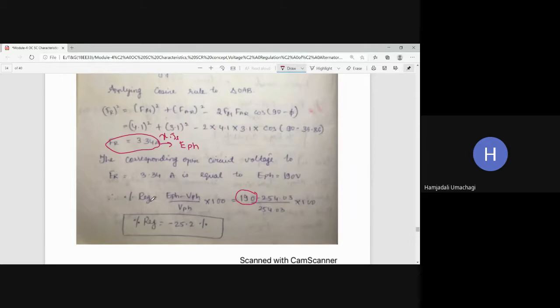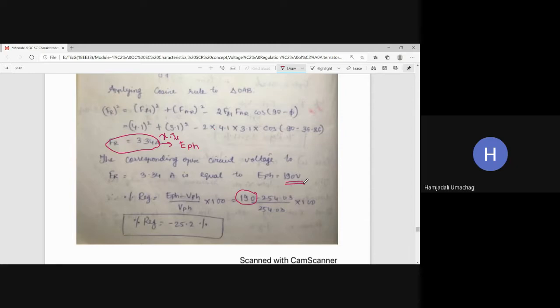So therefore, percentage regulation is equal to, finally you write, EPH minus... Next, write a comment there: for IF equal to 3.34 ampere, the corresponding EPH is equal to 190 volts from the OCC using the graph.